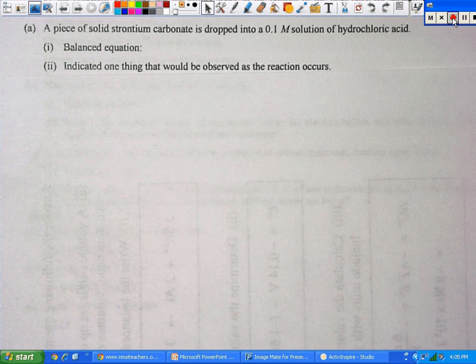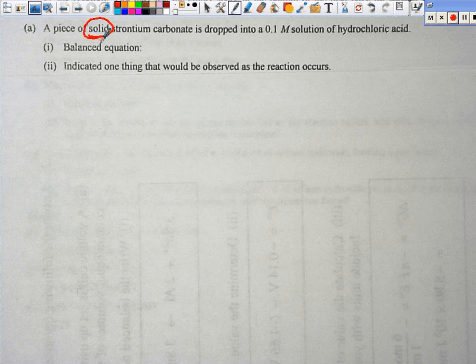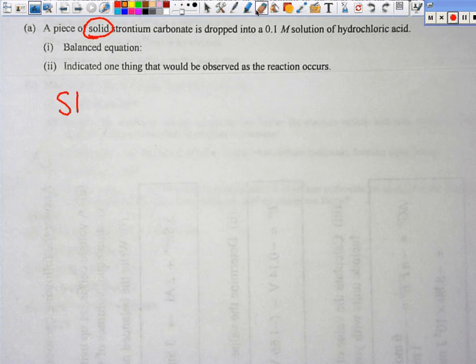So, a piece of solid strontium carbonate. Let's write the high school formula for this. Strontium is not St, it's Sr. Now, what group is it in? 2. And what's carbonate's charge? 2 negative. So you're just going to have SrCO3, and it's mixed with hydrochloric acid, correct?